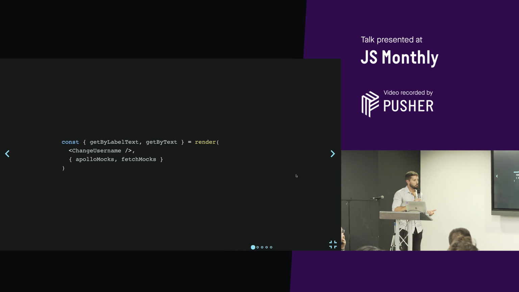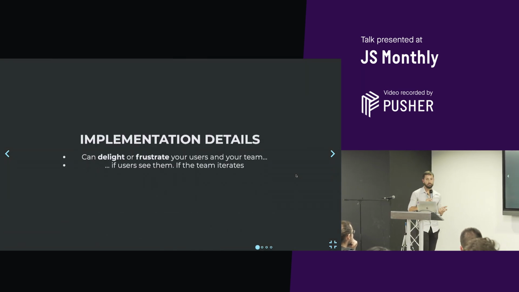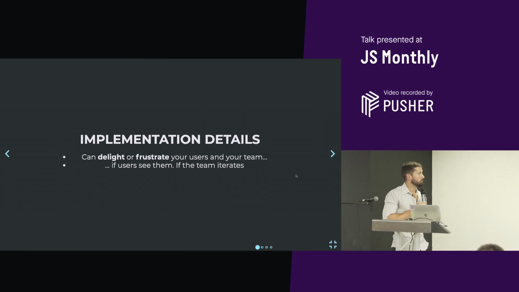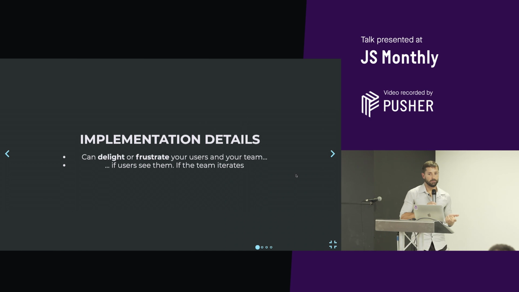The idea of this is keep your implementation details as far out of your test as possible. If you have to make some decisions on implementation details, keep them contained, at least in one file. So implementation details, they can delight or they can frustrate your users, they can frustrate your team, but only if users see them, only if the team iterates further. So if your form has the best UX in the world, then if nobody sees it, it's not going to delight anyone. It's not going to frustrate anyone. If your queries take 10 minutes to run, and the server catches on fire afterwards when the user changes username twice in succession, and nobody actually does this, then it's not that big of a problem.